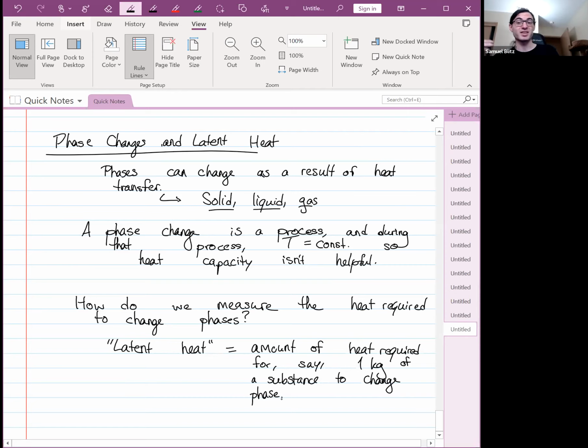Similarly, the liquid to gas and the gas to liquid temperature also both occur at the same temperature. They're both 100 degrees Celsius for water. And this is generally true. Also, it's true that the solid to liquid temperature is always lower than the liquid to gas temperature.